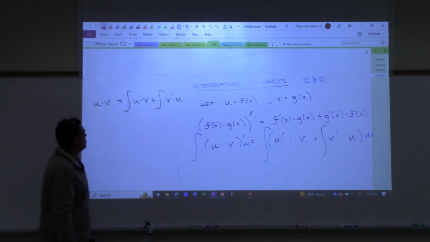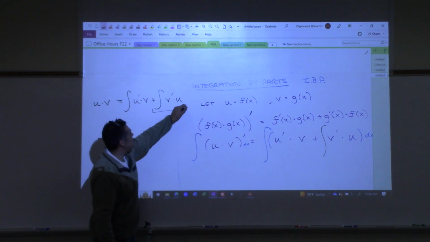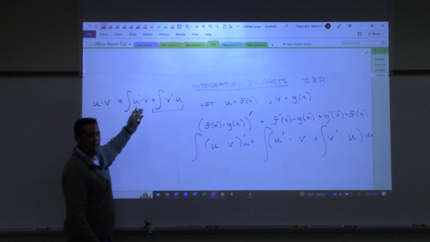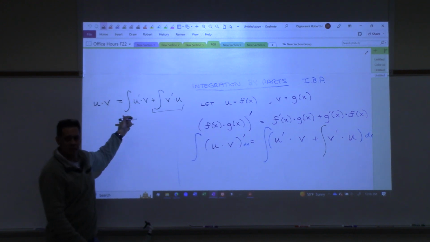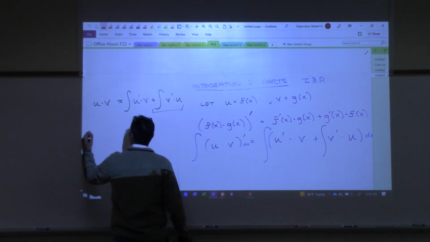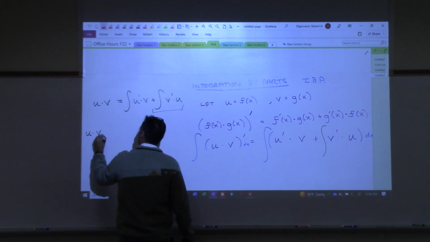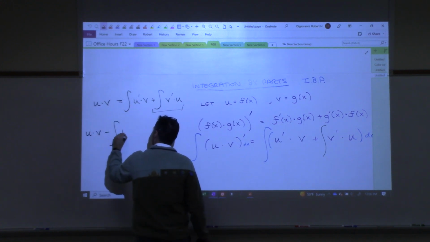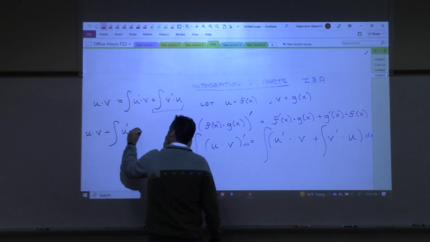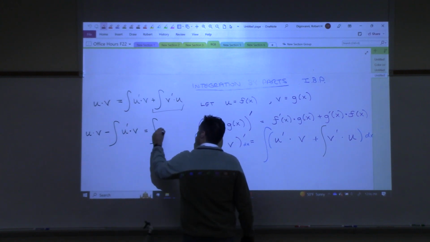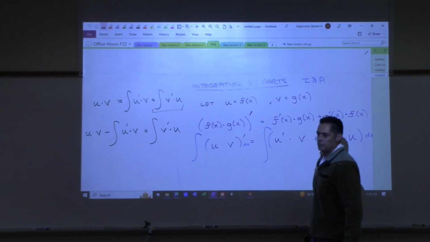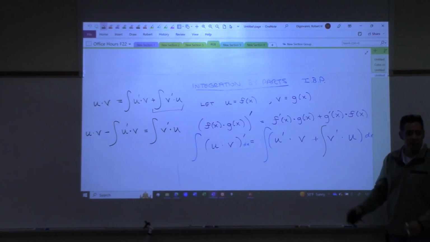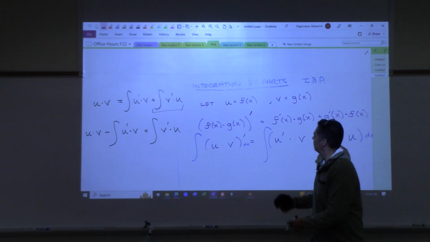So now I'm going to isolate this on one side of the equation. I'm going to leave this one here, and move that one to the other side. So I'm going to subtract that integral on both sides, which means it'll look like this. U times v minus some integral that I don't even know, which is the derivative of u times v, equals the integral of v prime times u. That's just algebraic manipulation, right? Moving something over. We're almost there. Hang tight.